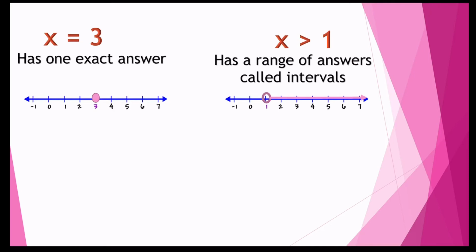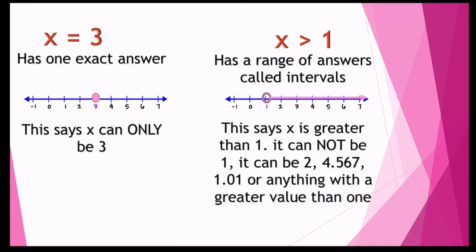We're always looking at what is a true statement. So this says I can only plug 3 in to keep it true. But here I can plug anything greater than 1. It cannot be 1. That's why there's an open circle there. It can be 2. It can be 4.567, 1.01, 1.000001. Anything that has a value greater than 1 will work.